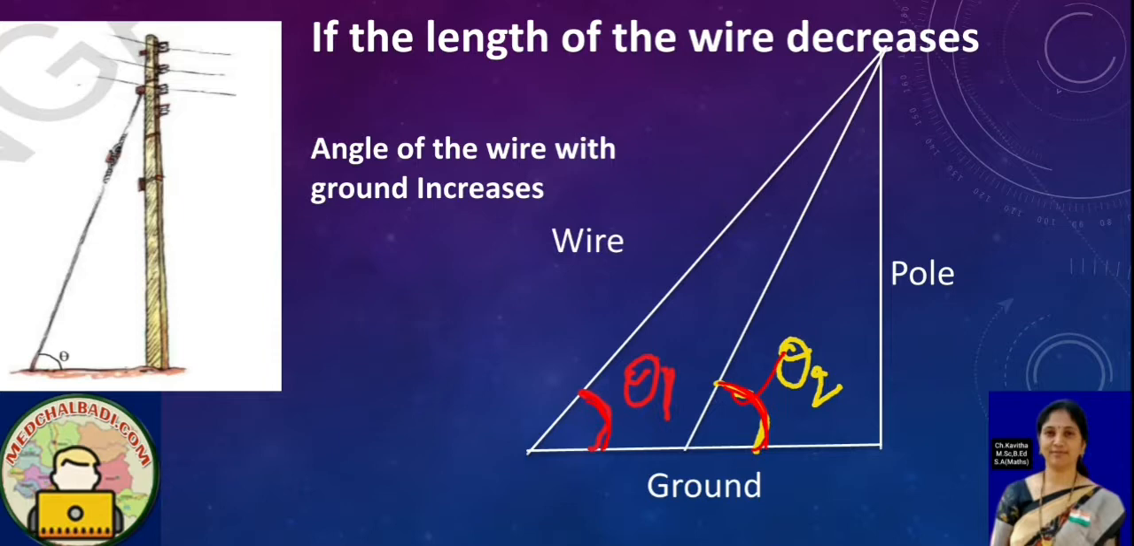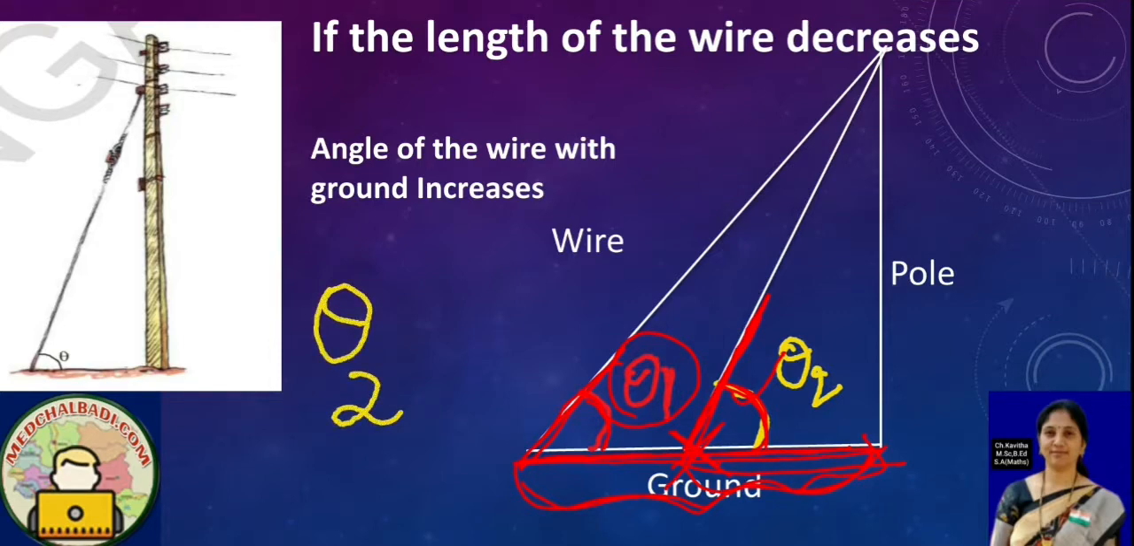Okay, and observe the distance. When the base on the ground is more, the angle is less. When the base on the ground is decreased, that is less, then the angle is more. When the base has more value, we get a smaller angle. When the base is reduced, we get a larger angle than with the previous base. This we have to observe here, and clearly we can say that theta 2 is greater than theta 1.